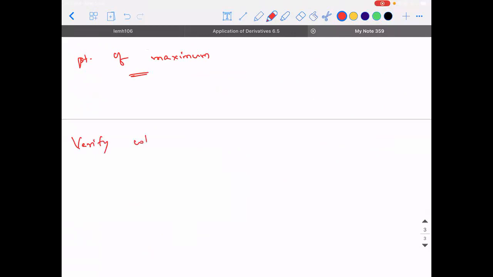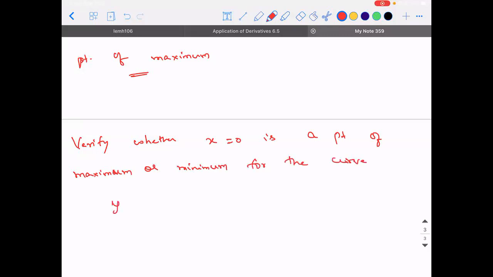Verify whether x equal to 0 is a point of maxima or minimum. I can say maximum or minimum for the curve y is equal to x square.